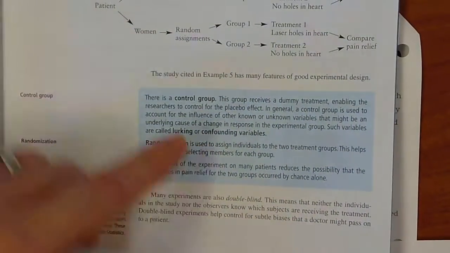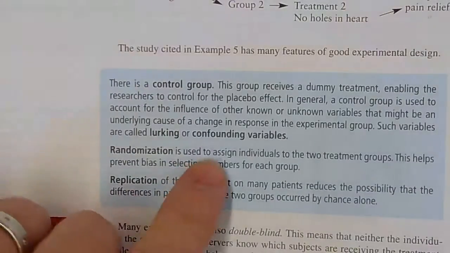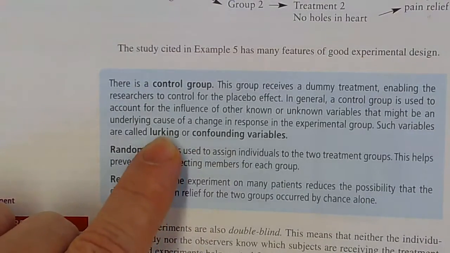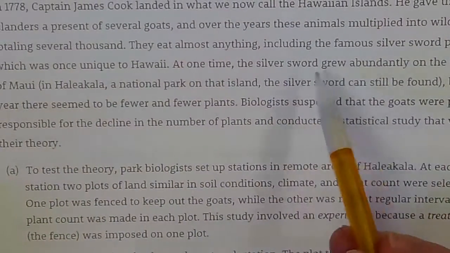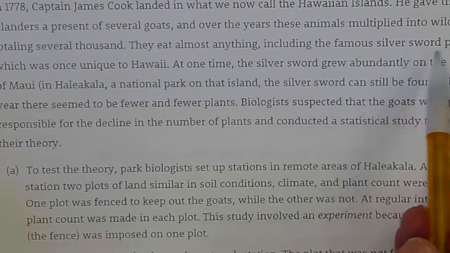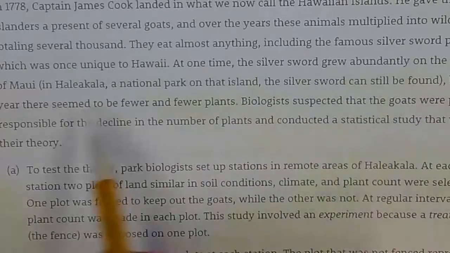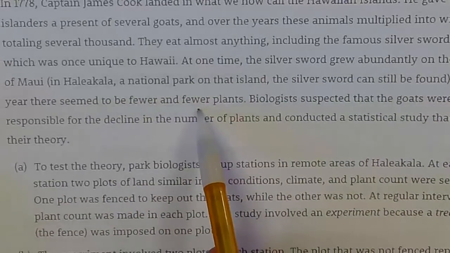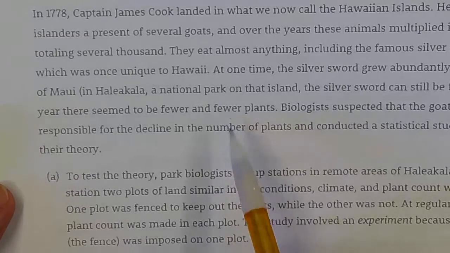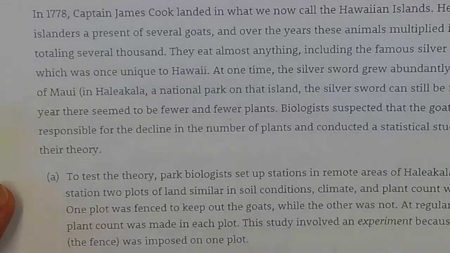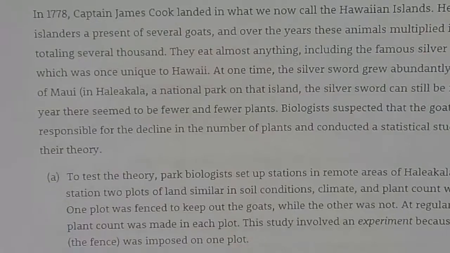Okay, this experiment brings up a term we're going to see here as well, so I want to talk about this. Confounding variables, or sometimes called a lurking variable. All right, now right away they said this sword plant was going down, right? Fewer and fewer plants. Okay. Can we automatically blame that on the goats? No, maybe there's some other lurking variables.